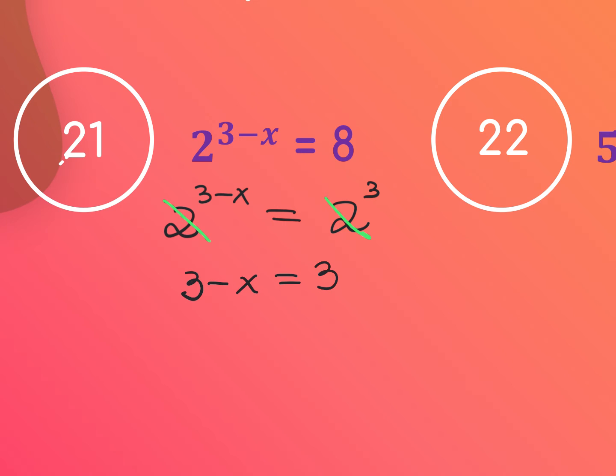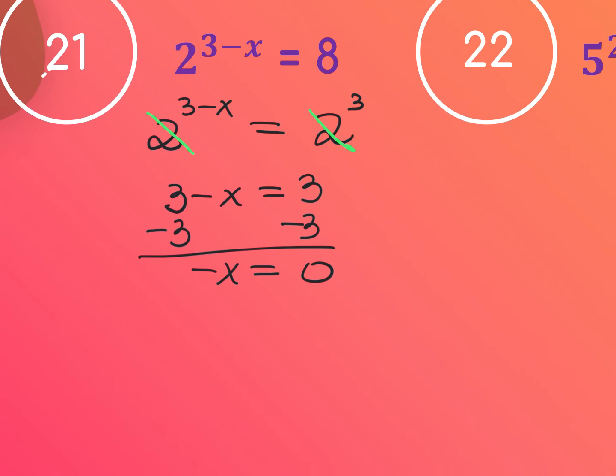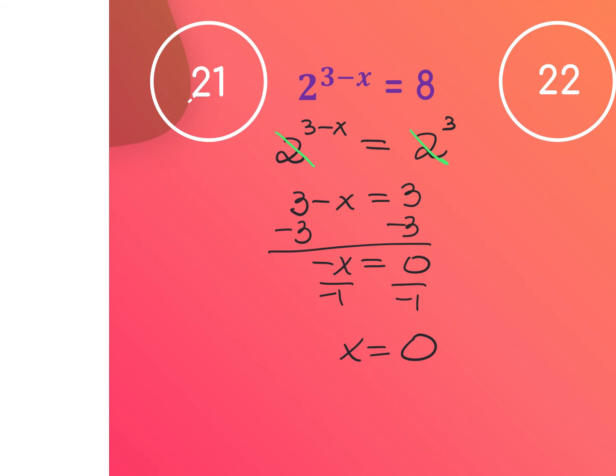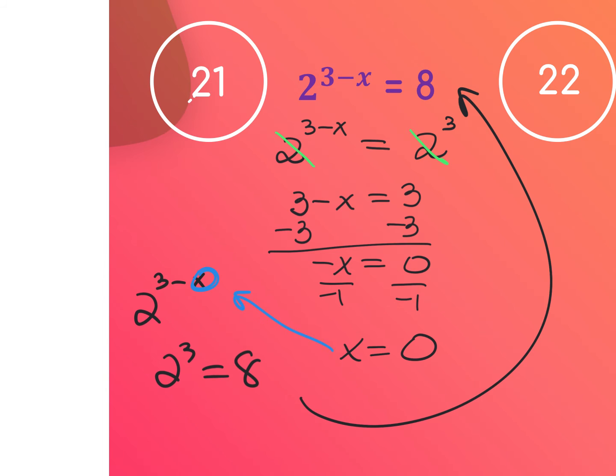I'm going to subtract 3 from both sides. Negative x equals 0. Now, don't get confused here. You're dividing by -1 technically, but 0 divided by anything is 0. So let's try to check this one. If I take 2 to the 3 minus x, and I plug in a 0 for this x, then I get 2 to the 3rd, which equals 8. So it works. So just be careful.